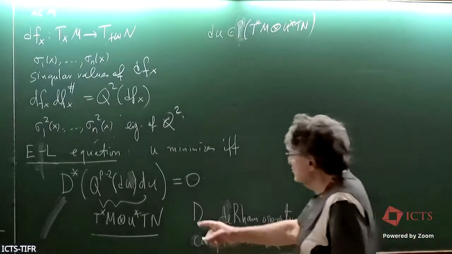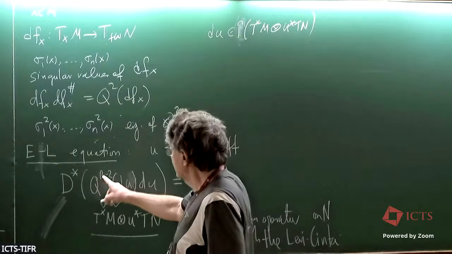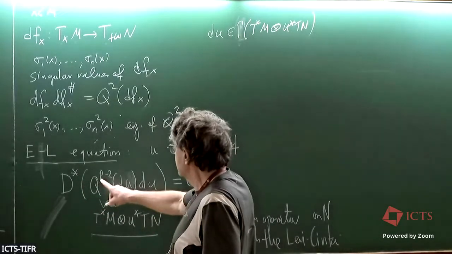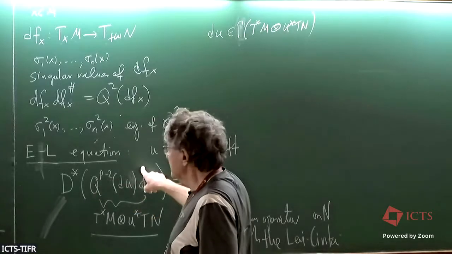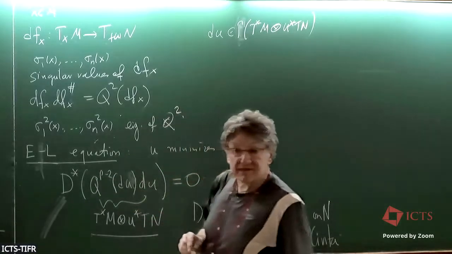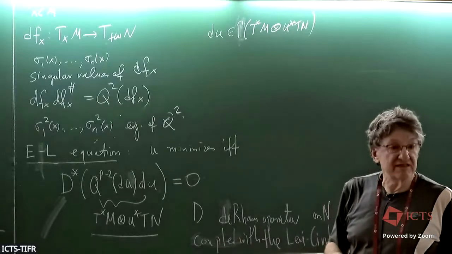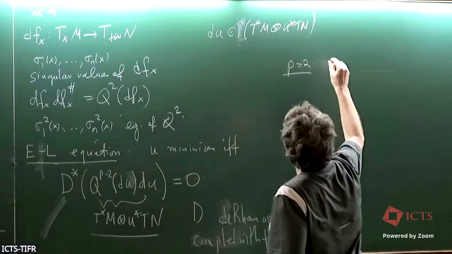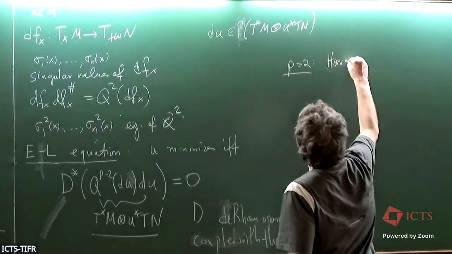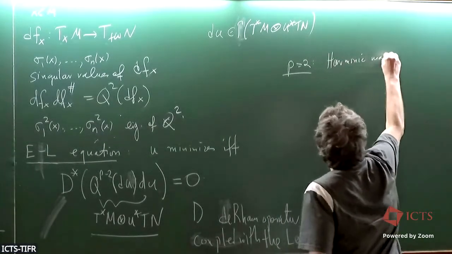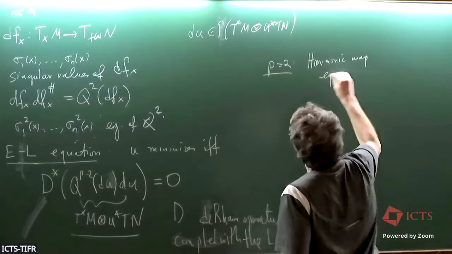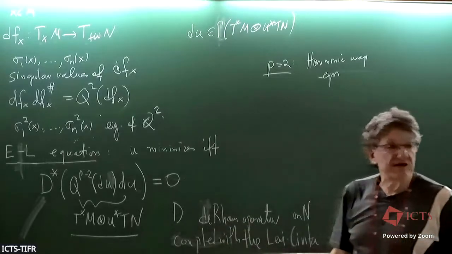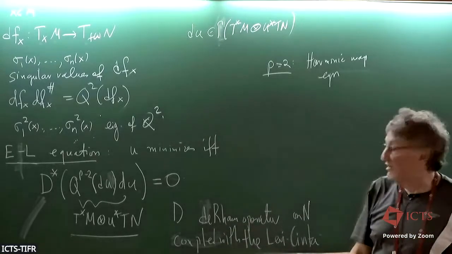For people who've seen harmonic maps and are familiar with this, for P equals 2, this term is not here, and this star du is just the actual harmonic map equation. So for P equals 2, this is nothing but the harmonic map equation. But for P different than 2, it is different from the p-harmonic equation. It's actually more complicated, this equation.